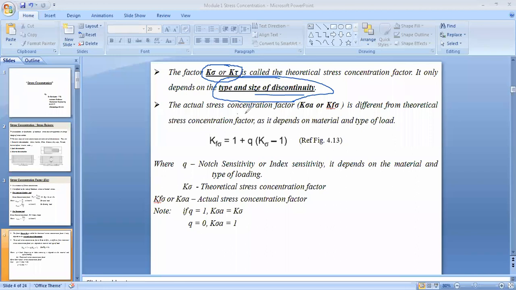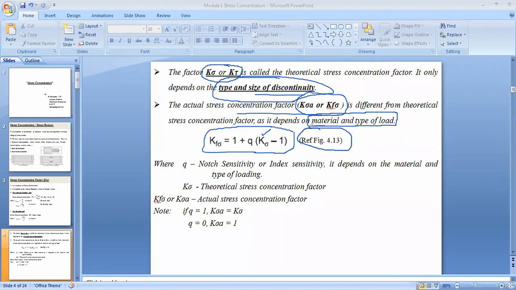But the actual stress concentration factor is represented as K suffix sigma A or K suffix F into A. It is actually different from the theoretical stress concentration factor. It mainly depends upon the type of material and type of load. That is, the two other types of discontinuities: one is load discontinuity, the other is material discontinuity. Now the actual stress concentration factor is equal to 1 plus q into K sigma minus 1, where K sigma is the theoretical stress concentration factor. How do we get this formula? Refer to figure 4.13, where q is nothing but the notch sensitivity or index sensitivity.